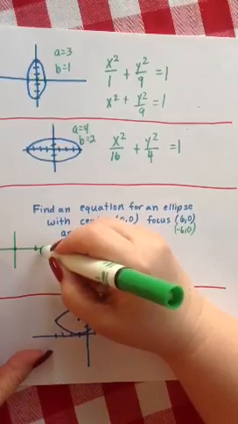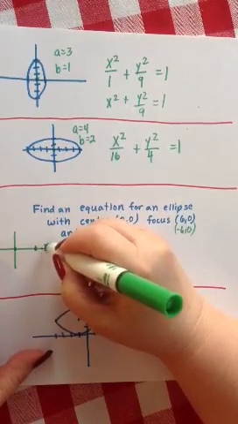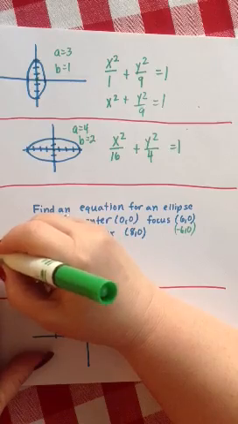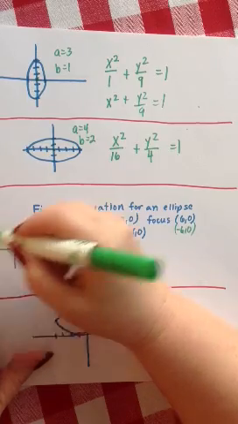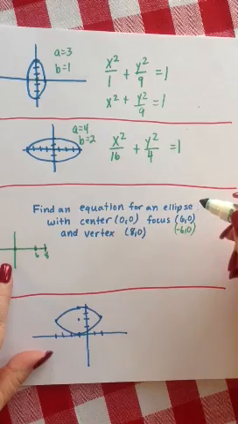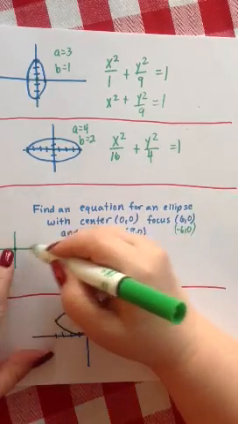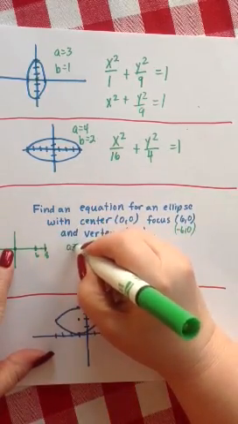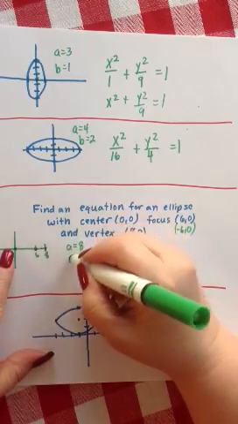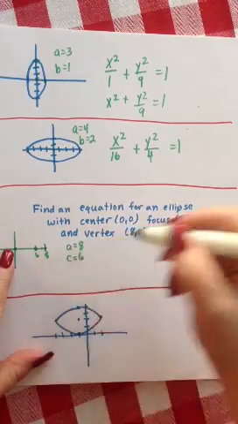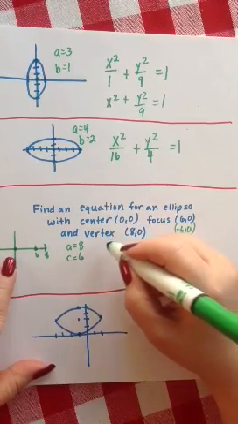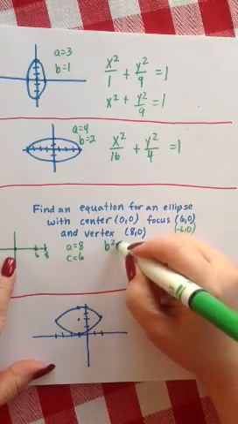And if it has a vertex at 8, 0, that would be out here. This would be, let's say this is 8, this is 6. It's also going to have a vertex over here at 8. So a vertex here and a vertex here. As far as the letters go, the distance between the center and the vertex is A. So I know A is 8. The distance between the center and the focus is C. So C is 6.